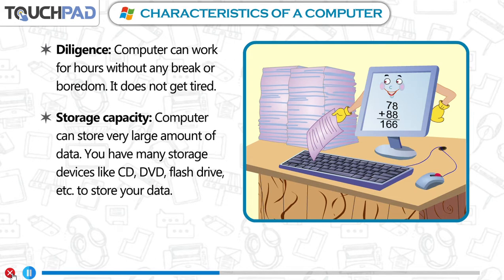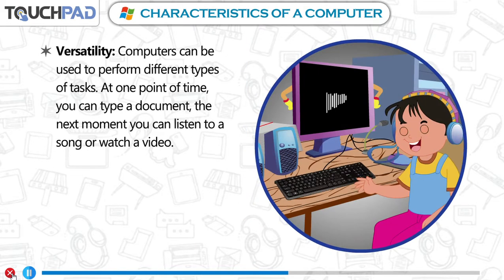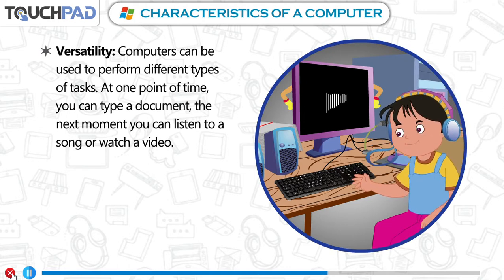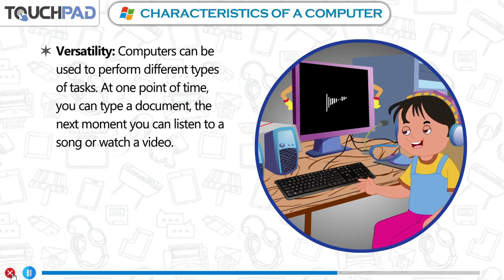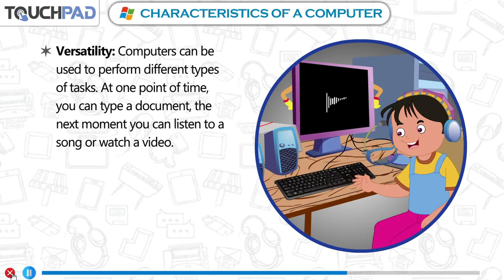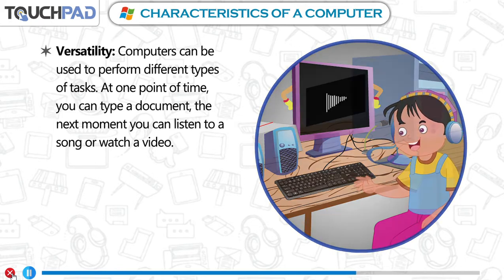Storage capacity. Computer can store very large amounts of data. You have many storage devices like CD, DVD, flash drive, etc. to store your data. Versatility. Computers can be used to perform different types of tasks. At one point of time, you can type a document. The next moment, you can listen to a song or watch a video.